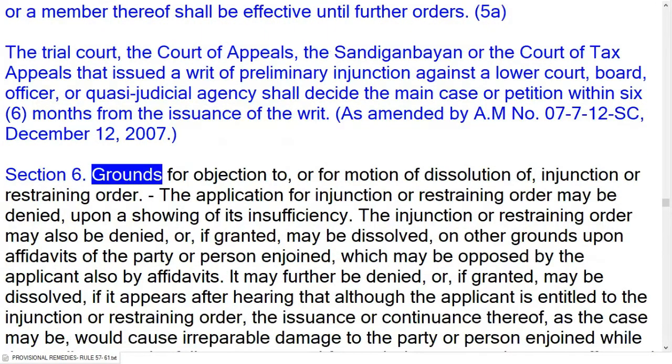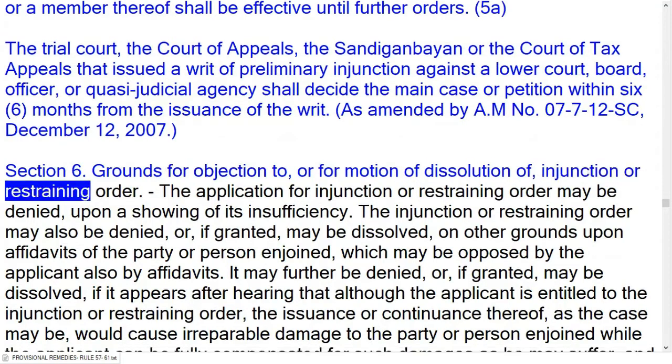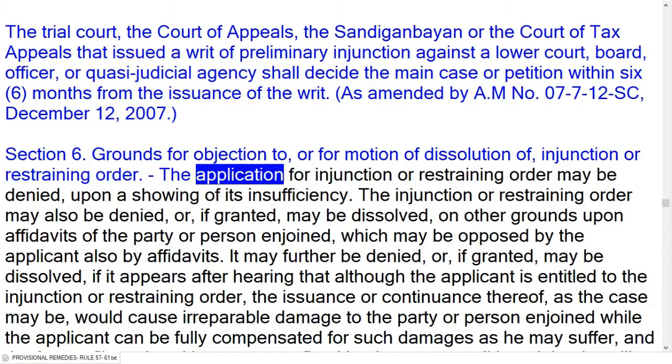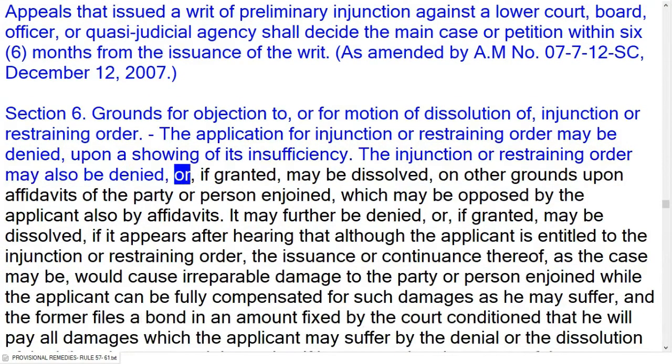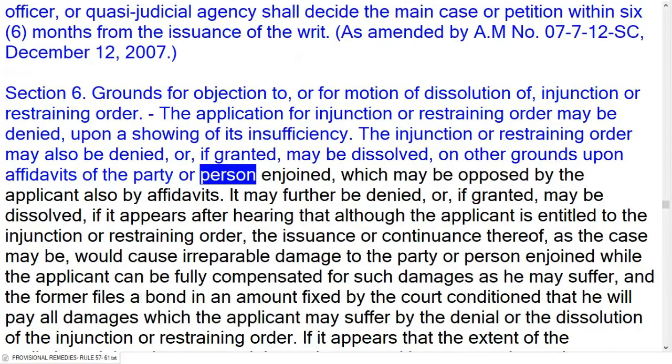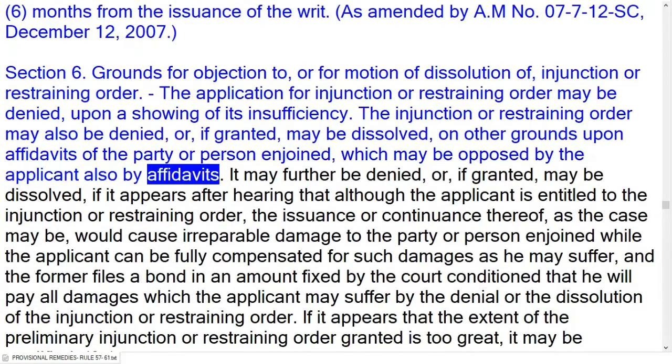Section 6. Grounds for objection to, or for motion of dissolution of, injunction or restraining order. The application for injunction or restraining order may be denied upon a showing of its insufficiency. The injunction or restraining order may also be denied, or, if granted, may be dissolved, on other grounds upon affidavits of the party or person enjoined, which may be opposed by the applicant also by affidavits.